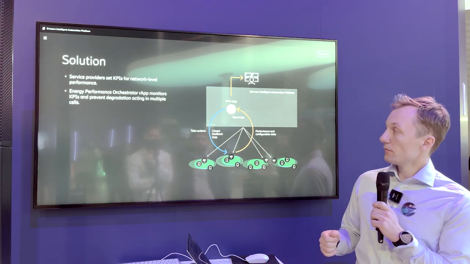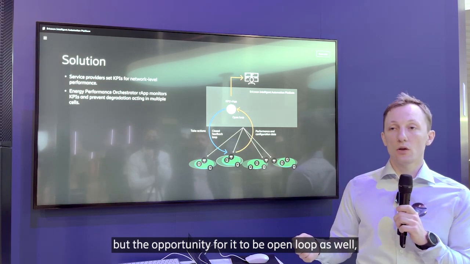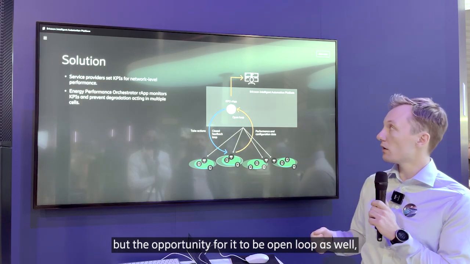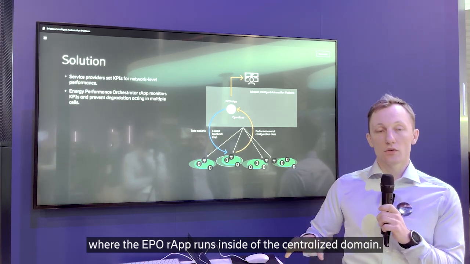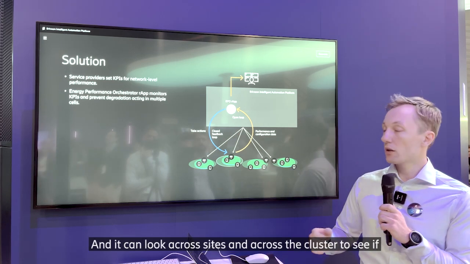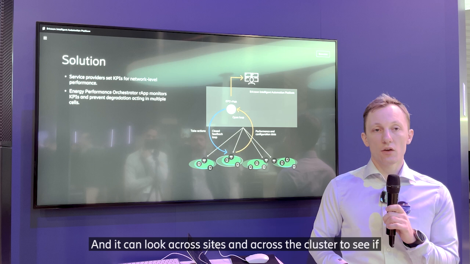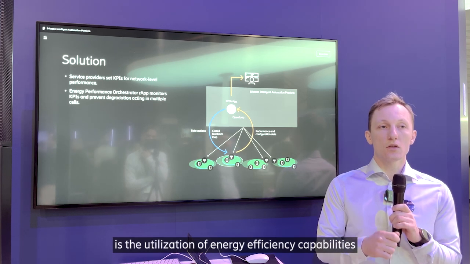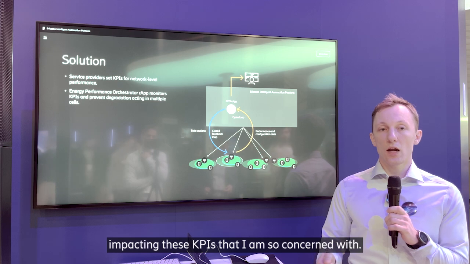So what we have built is a closed loop, but with an opportunity for it to be open loop as well, where the EPO rApp runs inside of the centralized domain. So of course, that would be the Ericsson Intelligent Automation Platform. And it can look across sites and across the cluster to see if the utilization of energy efficiency capabilities is impacting these KPIs that I'm so concerned with.